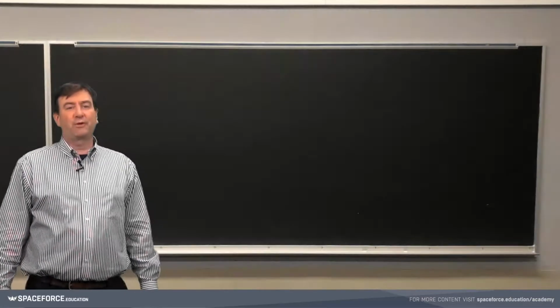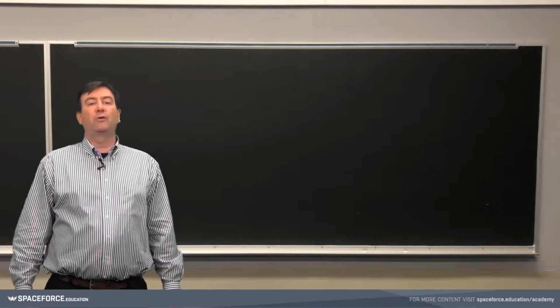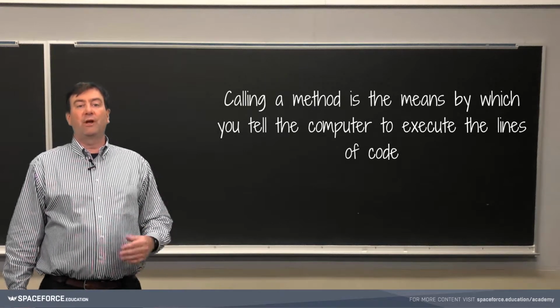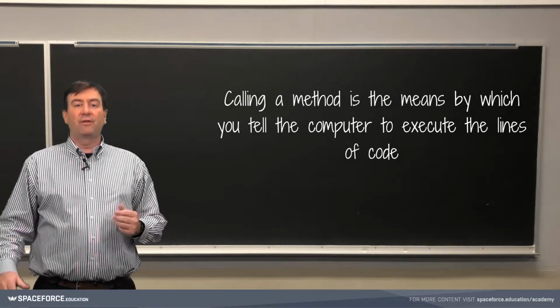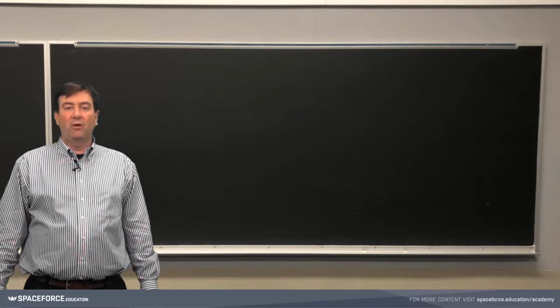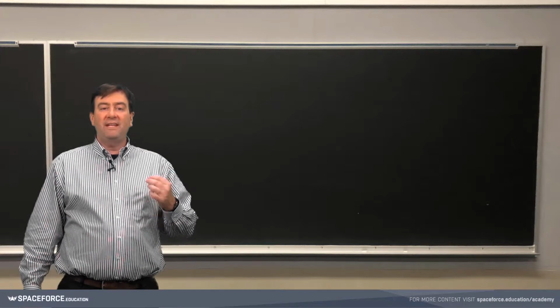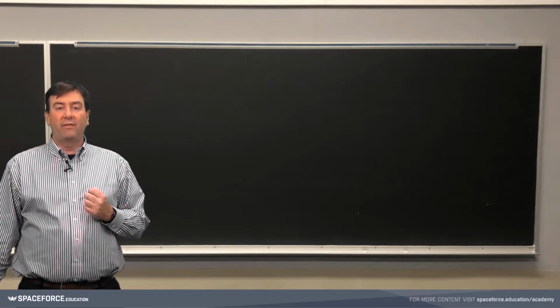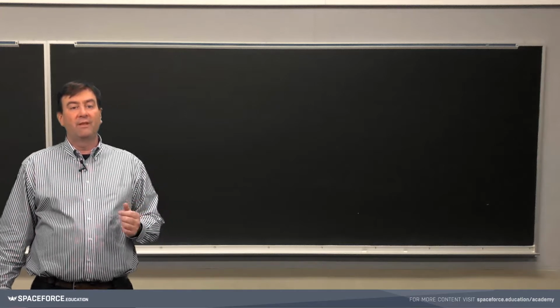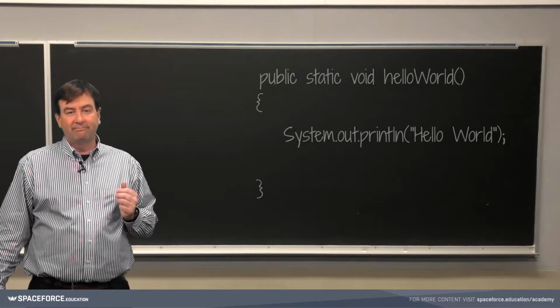Now that you know how to create a method, you need to know how to call a method. Calling a method is the means by which you tell the computer to execute the lines of code in the method you wrote. In the case of Hello World, we are calling a method inside of our Hello World method. It's not a method that we wrote, it's a method that someone else wrote. Any idea what it is?